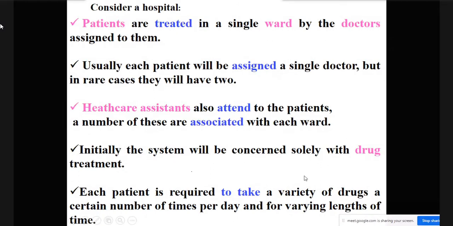Initially, the system will be concerned solely with drug treatment, that is your medicine treatment. Each patient is required to take a variety of drugs a certain number of times per day and for varying lengths of time. So again, you can elaborate this. In the case of a hospital, many entities are required, like the operation theater, then the inquiry counter, then special doctors can be divided into further parts such as surgeons and specialized doctors. Then you have nurses, ward boys. So many things are required. Those you can add in this diagram.